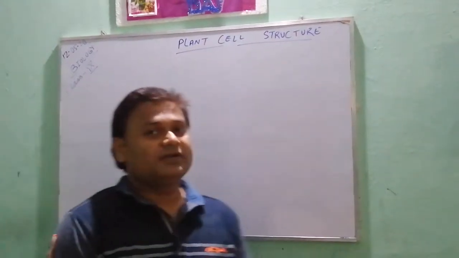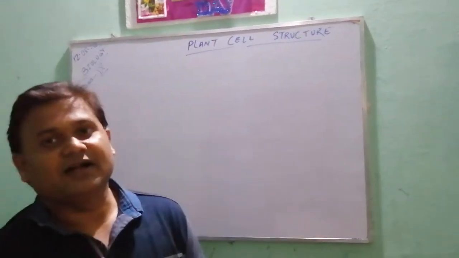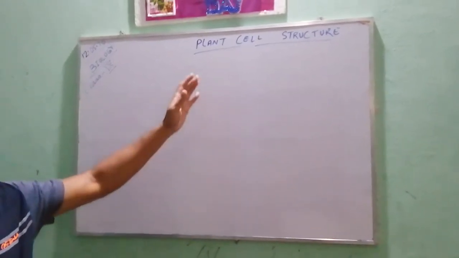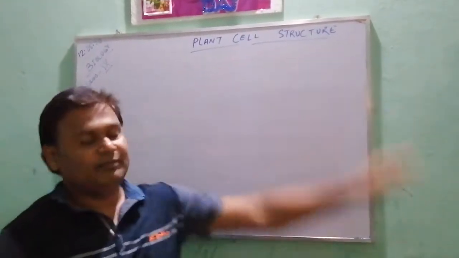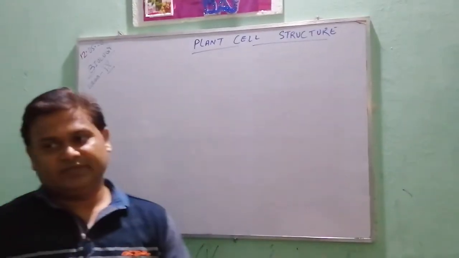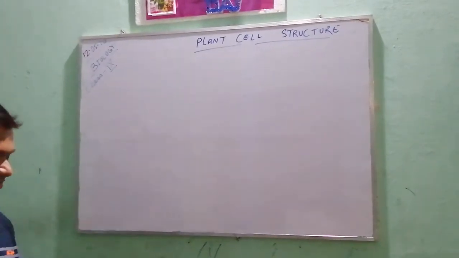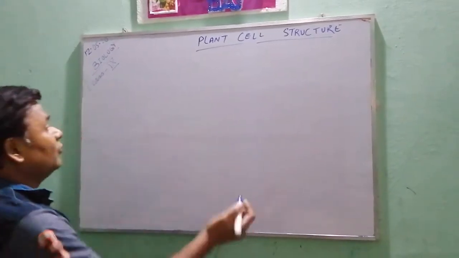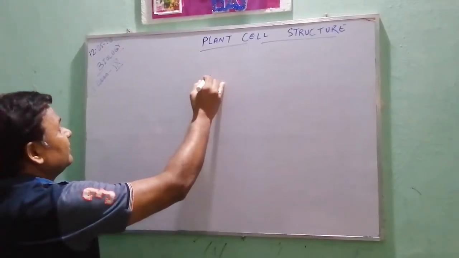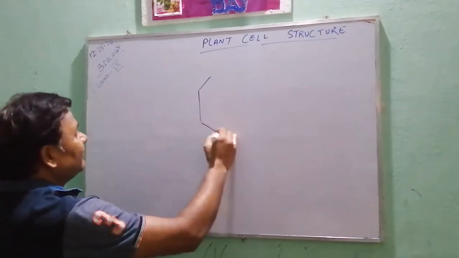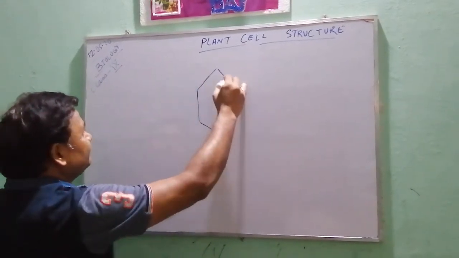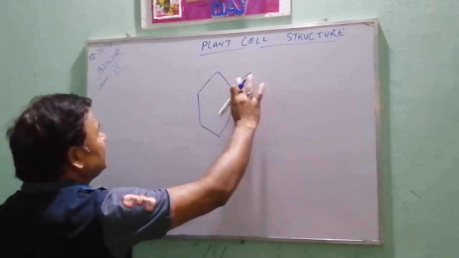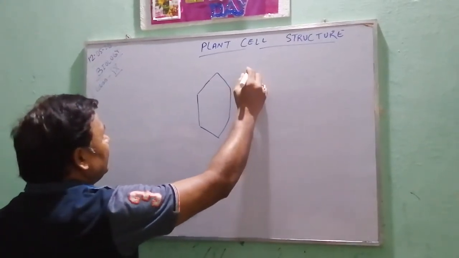Students, in the previous class I discussed the animal cell. Now in this class I am going to discuss plant cell structure. The shape of the plant cell is hexagonal. Look at the board. This is the structure of a plant cell. This one is hexagonal in shape.